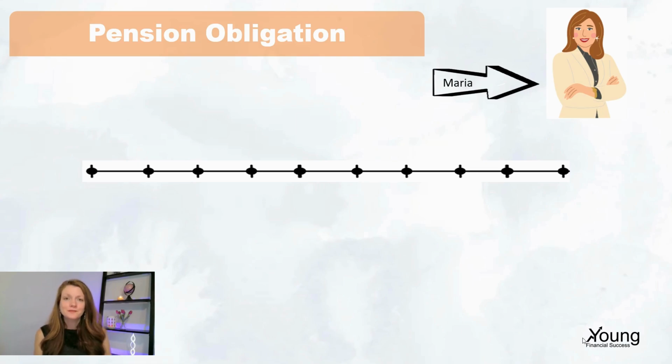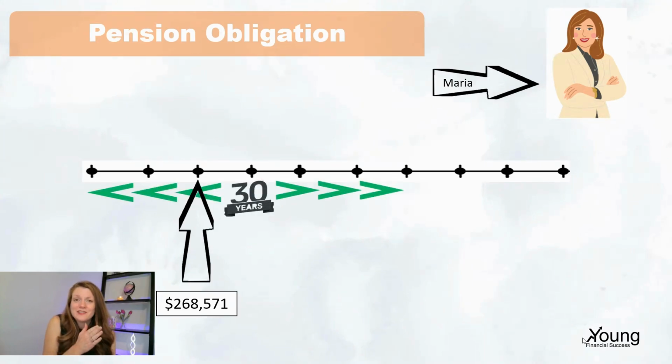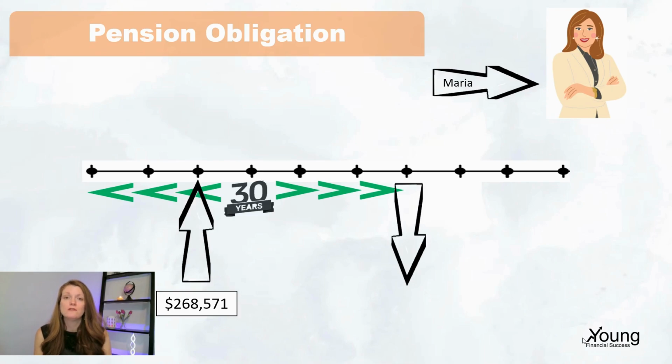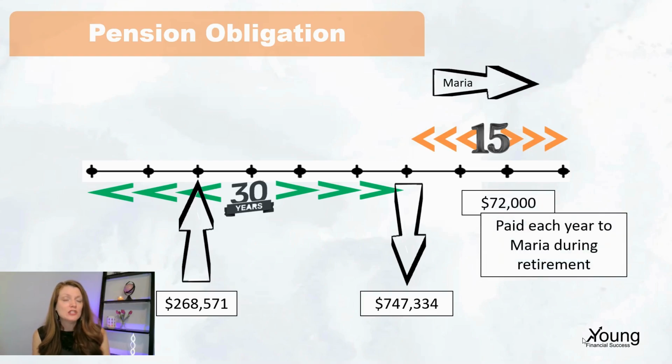Now let's look at this with numbers. As of today, which is 2035 in this problem, Maria's already worked there for several years, and we have found that our projected benefit obligation needs to be the 268,000. And that's because we still have 21 years left for it to grow. She's already worked there for several of her 30 years, but we still have another 21 years for it to grow into the 747,000 that we need ready to be able to pay her out the 72,000 a year for 15 years.